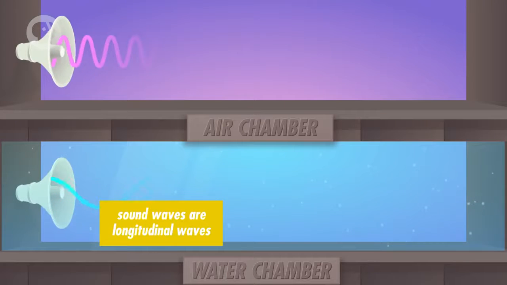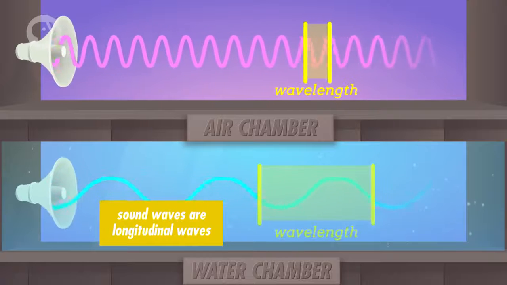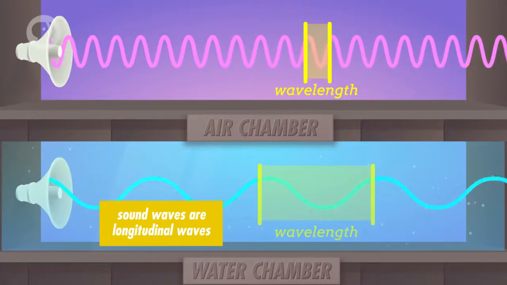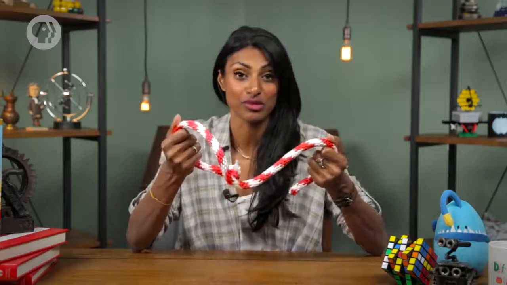That's why the speed of sound, which is a wave, doesn't depend on the sound itself. It doesn't matter how loud or quiet it is, it just depends on whether the sound is traveling through, say, air or water. Now, there are four main kinds of waves, and we can use our rope to show the difference between some of them.